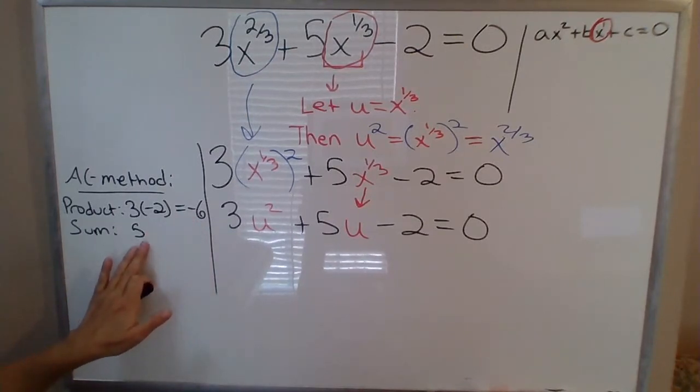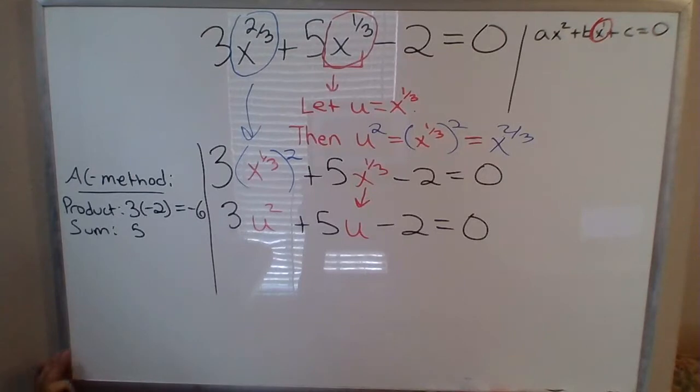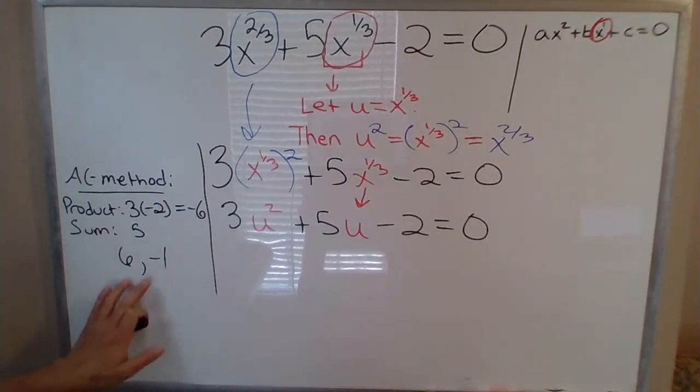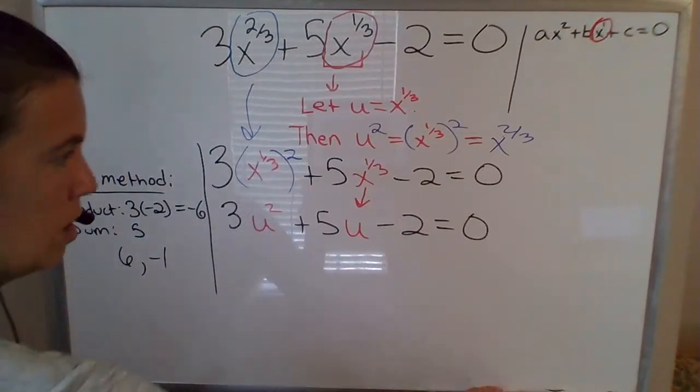When you add them, you get positive 5. So what if we did positive 6 and negative 1? If I do 6 times negative 1, I get negative 6. If I do 6 plus negative 1, I get positive 5. So that's what's going to work here.